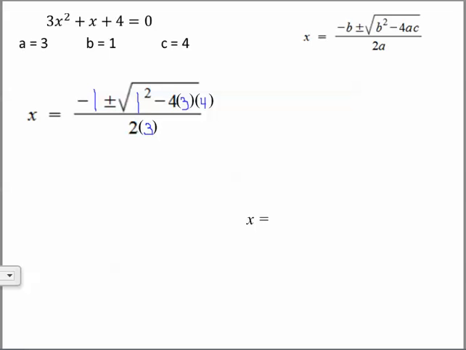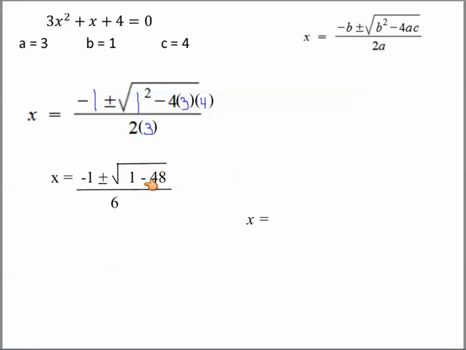And so now we're just going to do the math underneath the square root. We know 1² is just 1. Okay? And then we come over here, and remember, guys, this is a negative 4. Subtracting 4 and a negative 4 means the same thing. So we say negative 4 times 3 is negative 12. Negative 12 times 4 gives me a negative 48. So we end up with x is equal to negative 1 plus or minus the square root of 1 minus 48, all divided by 6. 2 times 3 is 6.